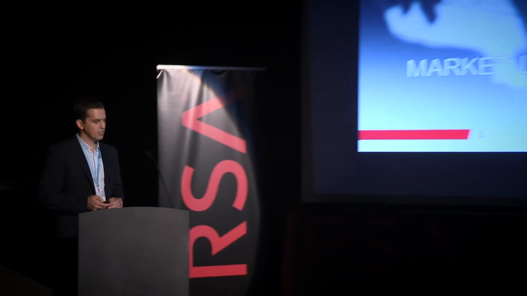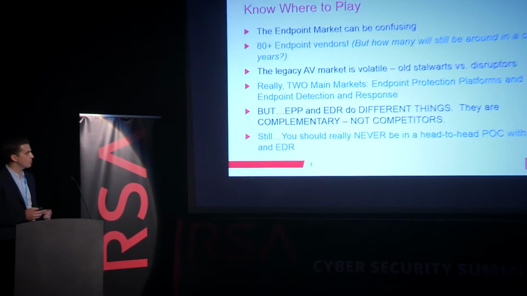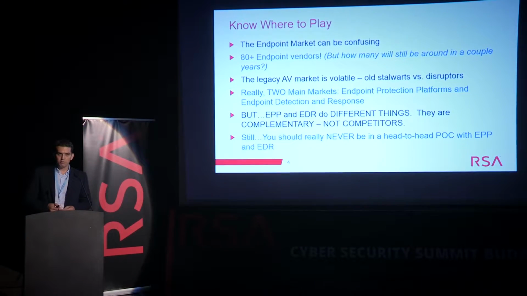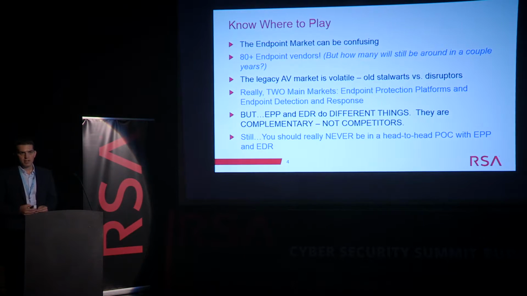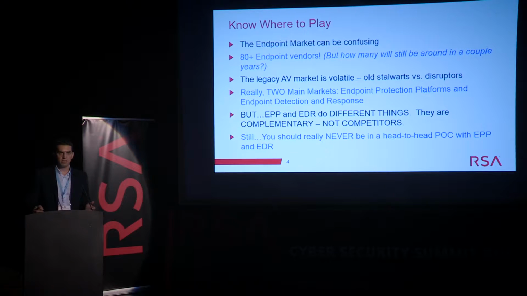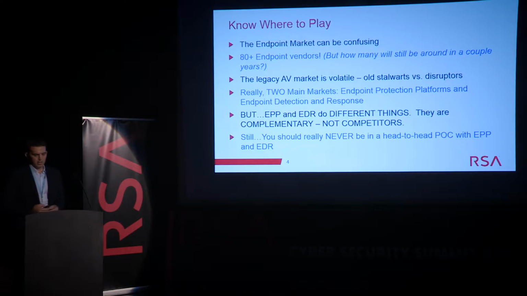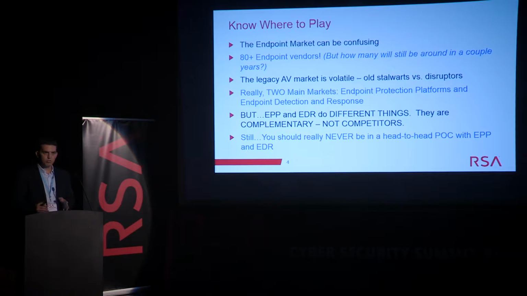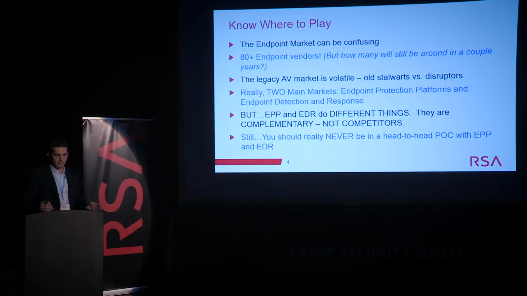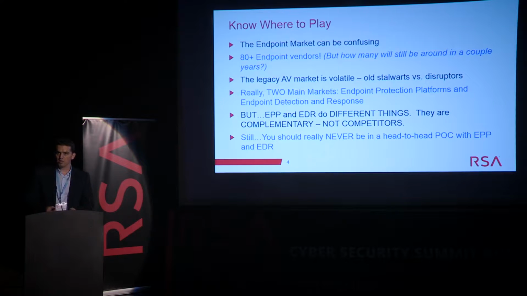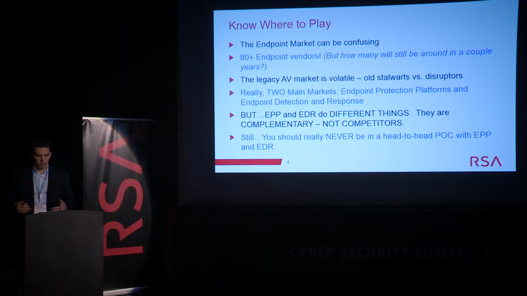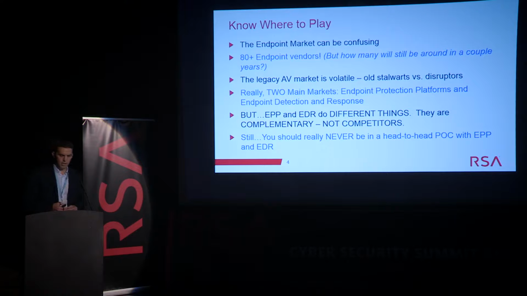So let's go quickly through the market and see where we are. Currently the endpoint market is really confusing. We have a lot of vendors, and all of them are trying to achieve the same thing. They're trying to block and prevent, but in the end there are still two different solutions. We have the legacy AV market, which is the classical way to protect your endpoints, and we have next generation antivirus as well as what we call endpoint detection and response. So we have two main markets.